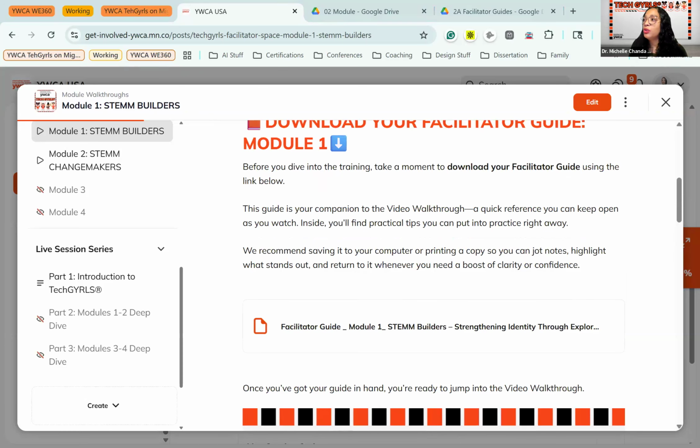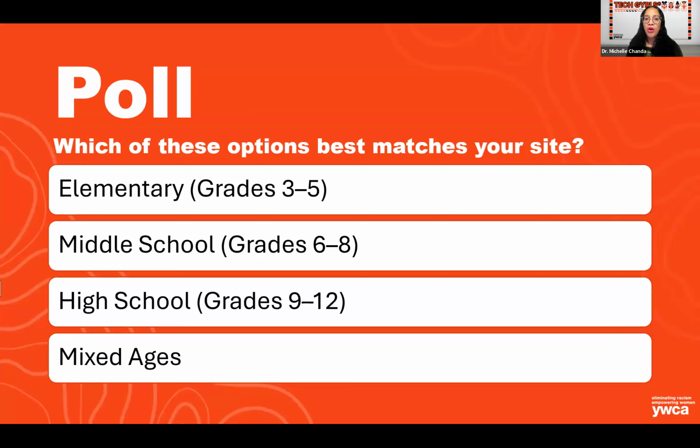And we're going to launch the poll. Just so you know, this poll is going to lead to our breakout room activity. So go ahead and let us know which of these options best matches your site: elementary, middle, high school, or maybe you have mixed age groups within your site. So we launched the poll.